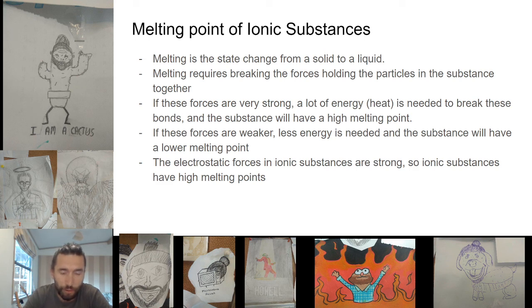The electrostatic forces, or the ionic bonds in the ionic substance, are strong, because one's very positive and one's very negative. There are very strong forces holding it together. So ionic substances have a high melting point. You're not going to be able to melt salt in a pot or a pan.